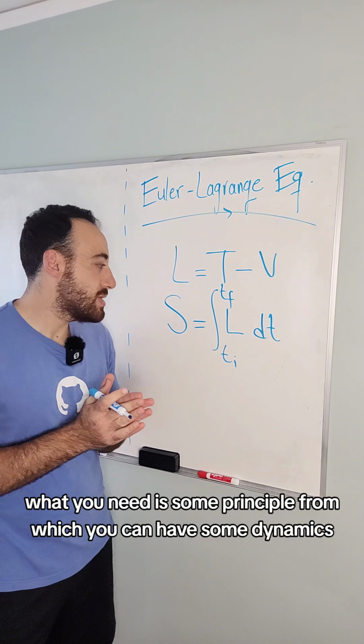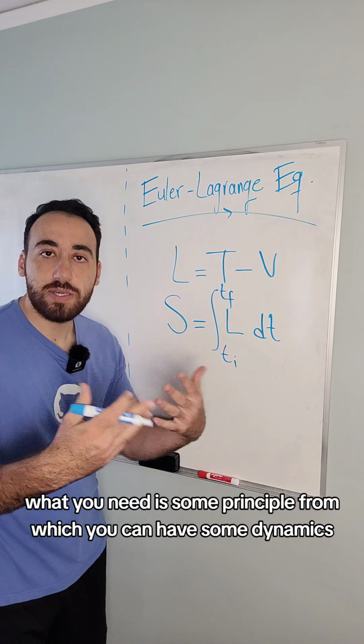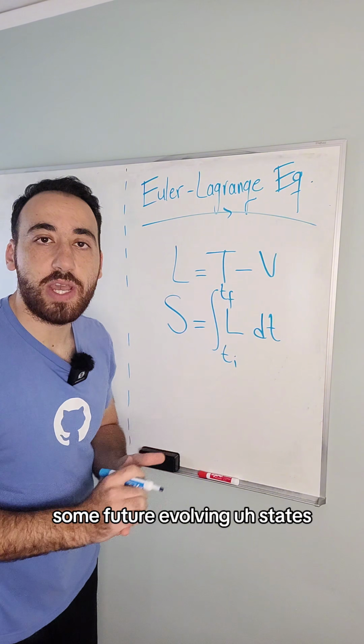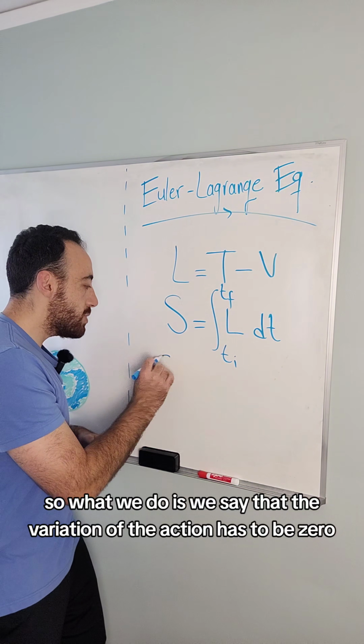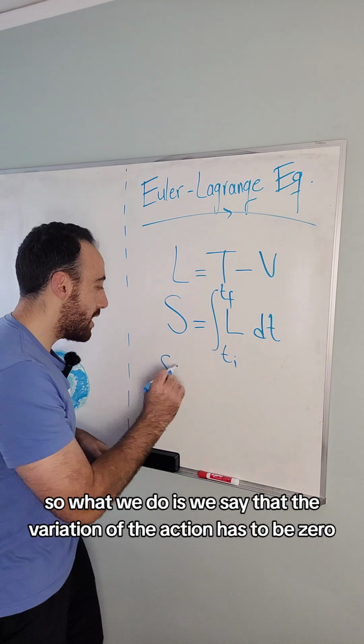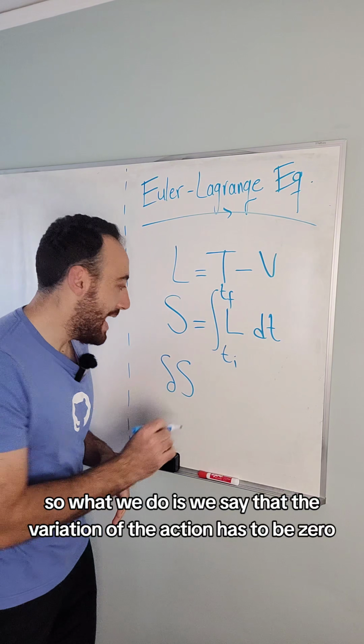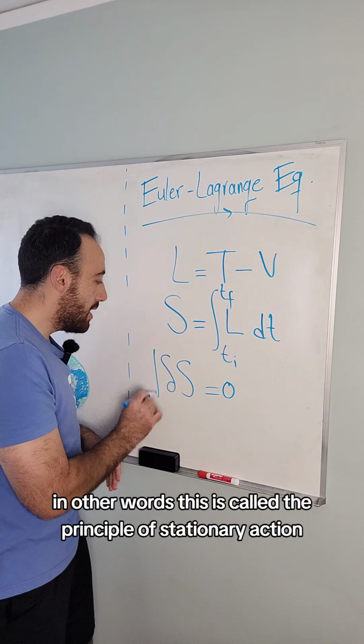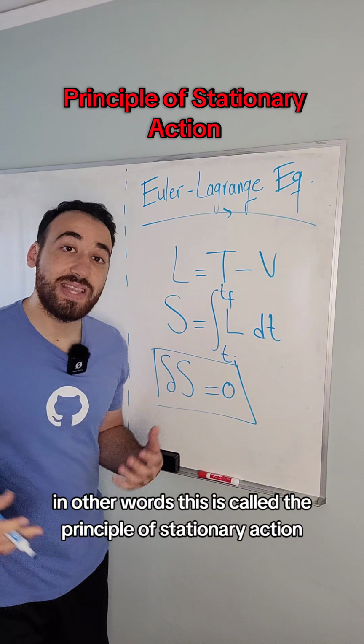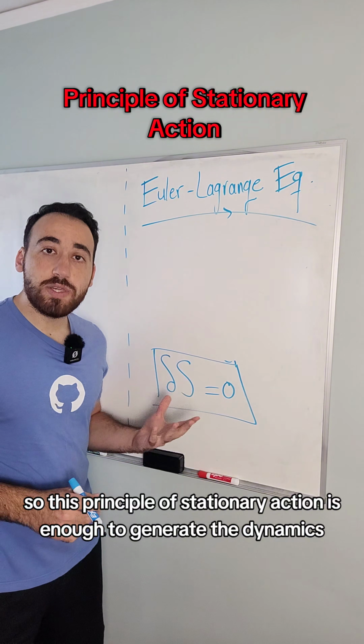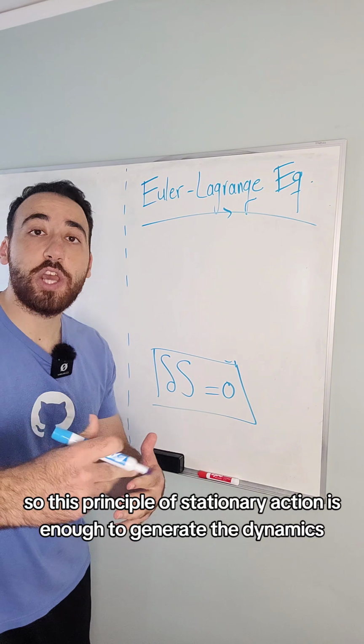What you need is some principle from which you can have some dynamics, some future evolving state. So what we do is we say that the variation of the action has to be zero. In other words, this is called the principle of stationary action. So this principle of stationary action is enough to generate the dynamics.